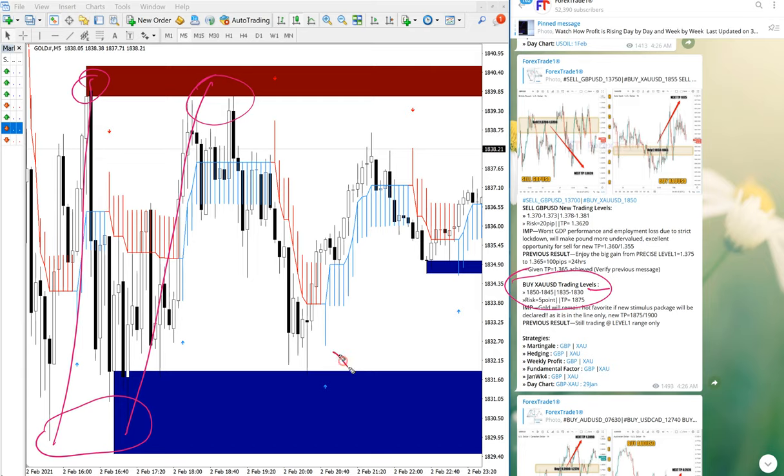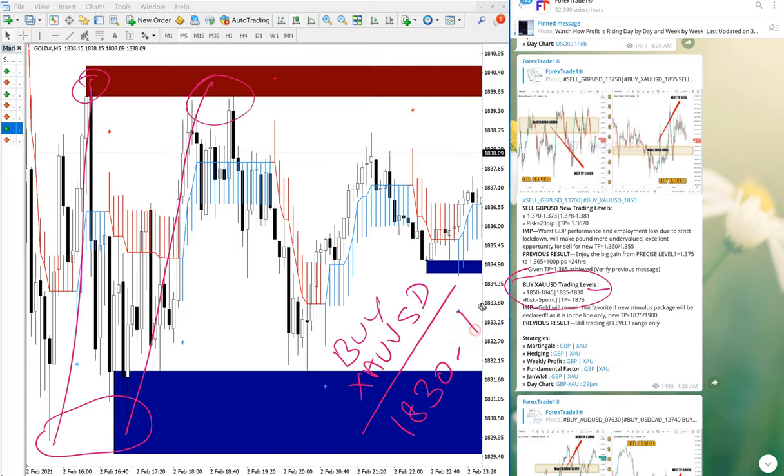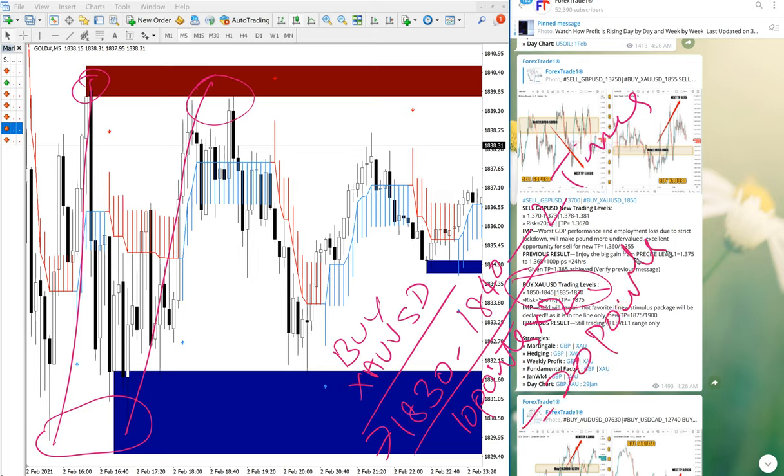So buy XAUUSD, entry at 1830 to 1840. Let's say actually 1841, up to 1841 to 40 it performed. Let's take 40 only, so 10 points gain. Two times traded from the same level, two times, so 20 points gain on XAUUSD, which is gold.